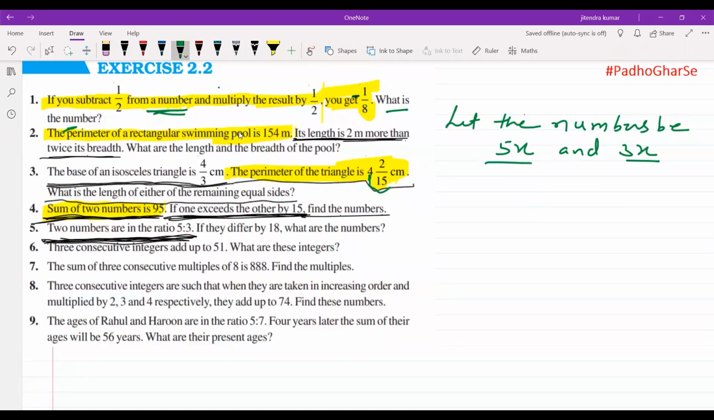Now in the second line it says they differ by 18. What is the meaning of differ by? It means the difference between them. If we subtract the lower number from the higher number, we should get 18. So we can write 5x minus 3x equal to 18. This is our linear equation. Now we have to find x here. Please, all of you, try and find x.